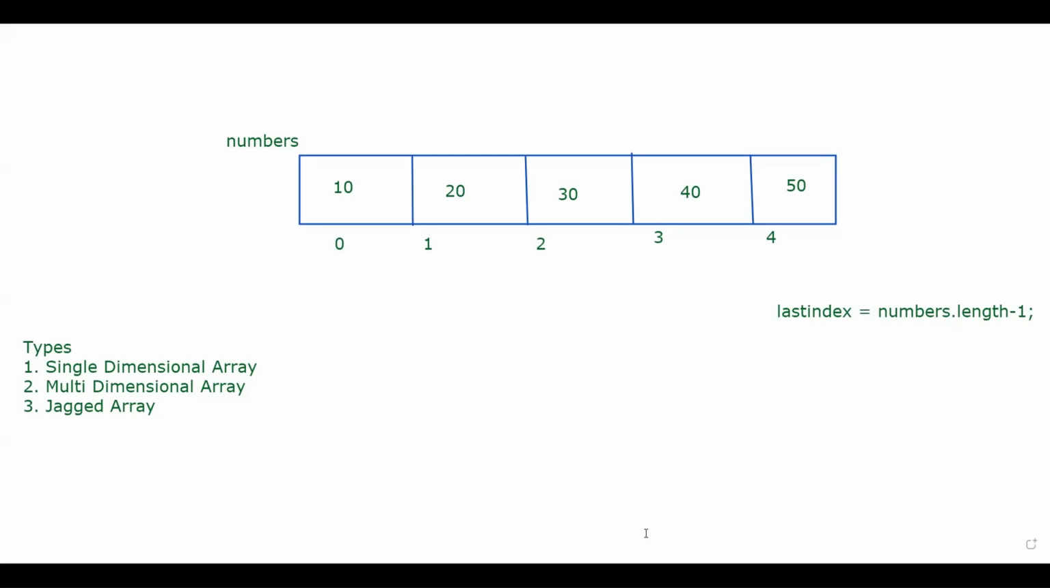Or we can iterate like this. Either you can use for loop: int i equals 0, i is less than length, i plus plus. Here comes the WriteLine.